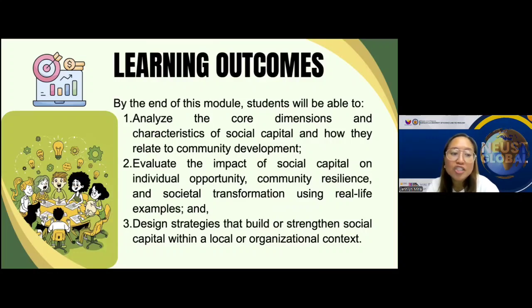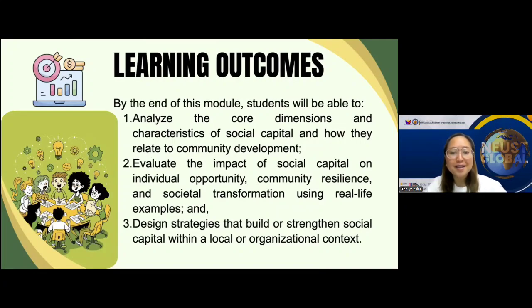At the end of the discussion, I'm expecting that my students can already evaluate the impact of social capital on individual opportunity, community resilience, and societal transformation using, of course, real life examples. And I'm expecting that my students can already design strategies that build or strengthen social capital within a local or organizational context.